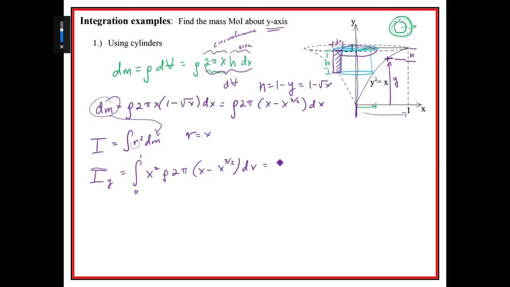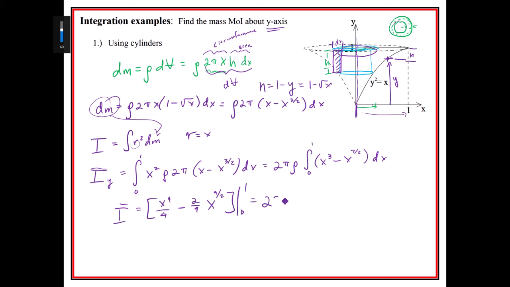First, I did a little housekeeping here. These are constants, so I bring them out to the side. I go 0 to 1, and that x squared distributed across those x's, I get x to the 7/2 dx. And if I find the integral of that, it's x to the 4th divided by 4 minus 2/9 x to the 9/2, and take it from 0 to 1.